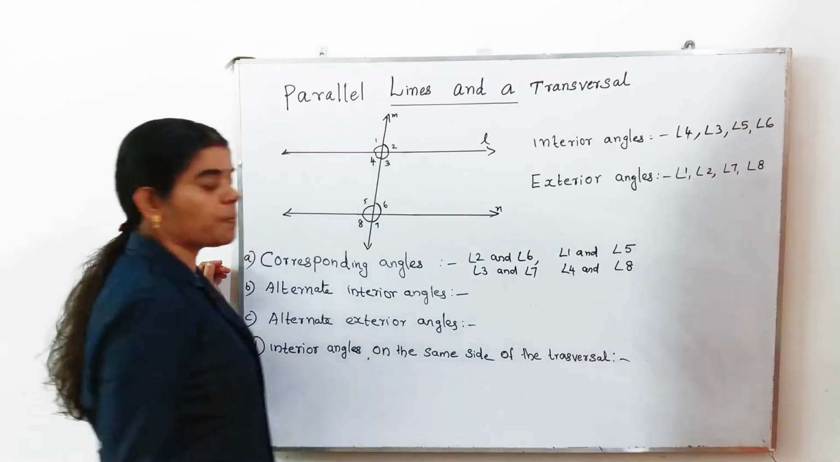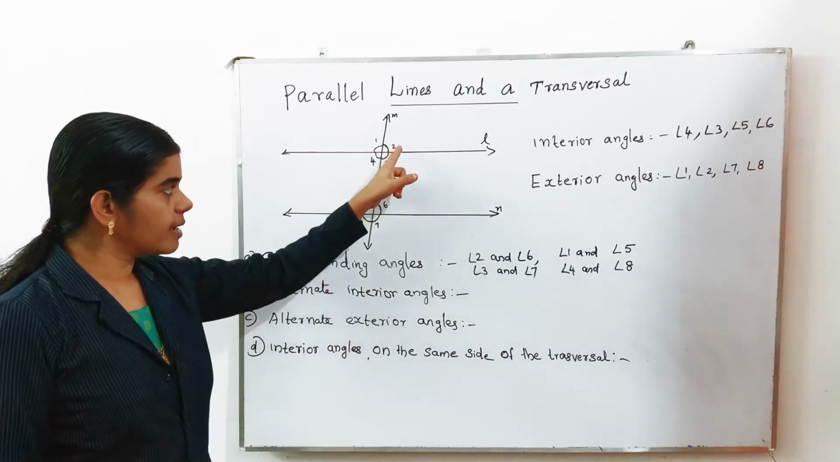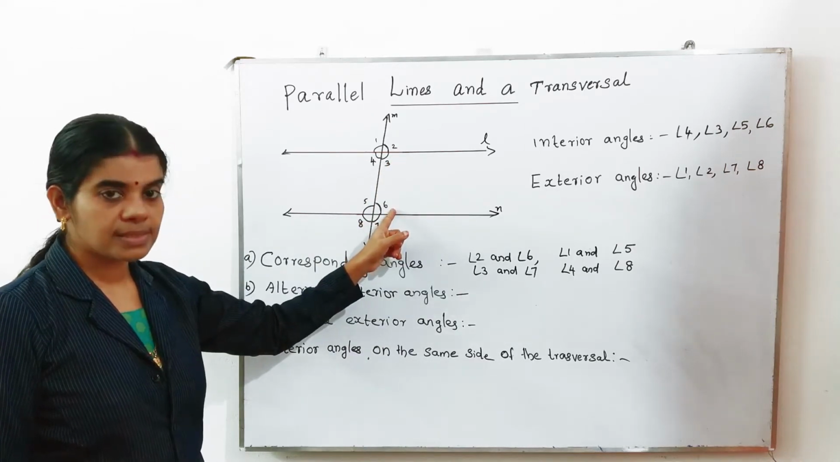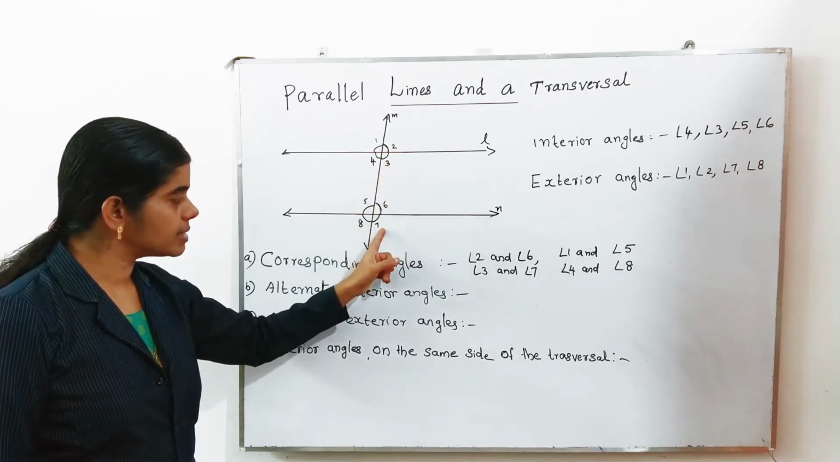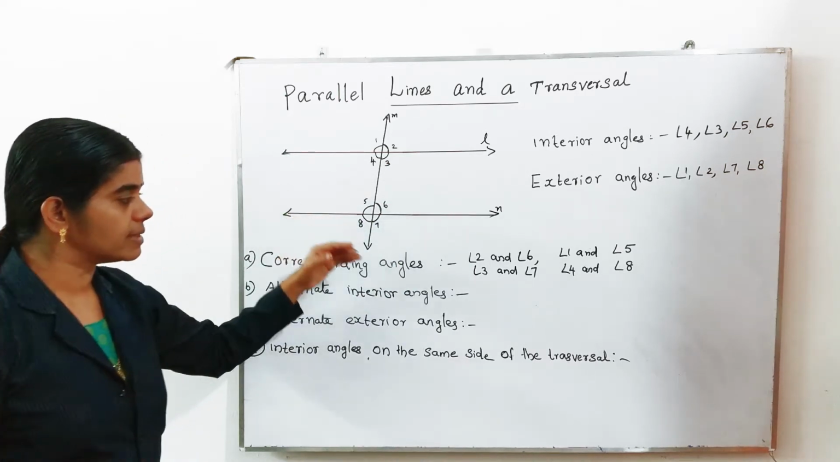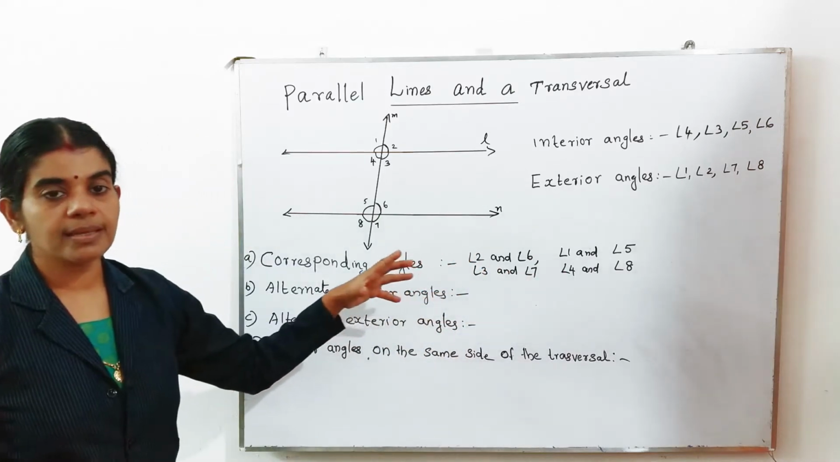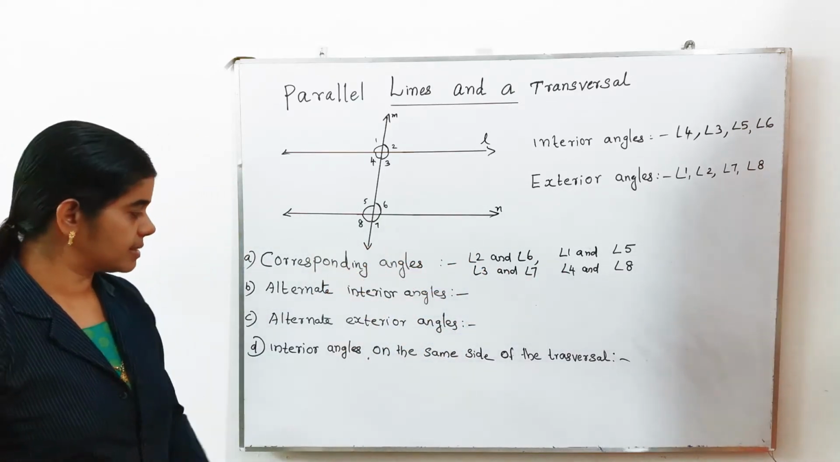Then there are 4 pairs of corresponding angles. Once again: angle 2 and angle 6, angle 3 and angle 7, angle 1 and angle 5, angle 4 and angle 8. These are the corresponding angles. We are saying these angles in pairs.